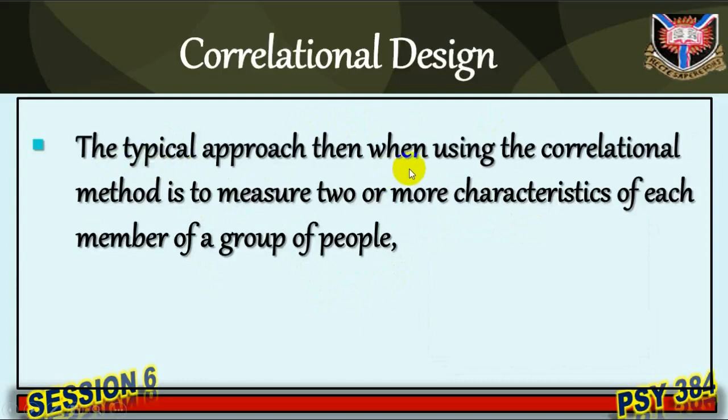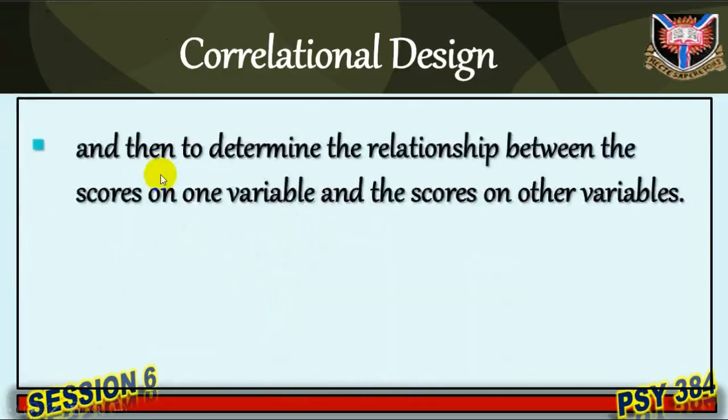The typical approach then, when using the correlational method, is to measure two or more characteristics of each member of a group of people and then to determine the relationship between the scores on one variable and the scores on other variables.